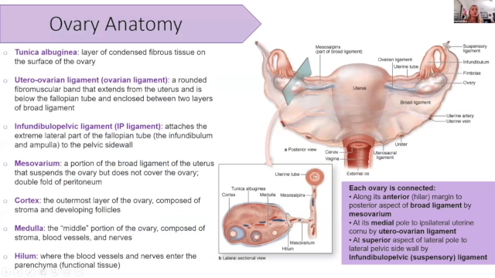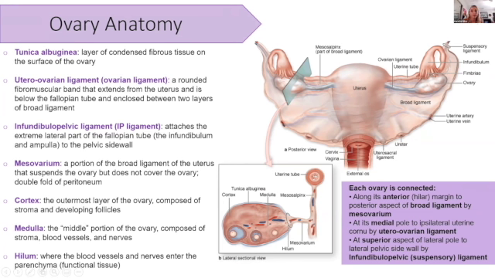The anatomy: the tunica albuginea is a condensed layer of fibrous tissue on the outside surface of the ovary. The uteroovarian ligament, or the ovarian ligament, is a fibromuscular band that spans from the uterus into the broad ligament. And the infundibulopelvic ligament, or the IP ligament, also known as the suspensory ligament, is what attaches the extreme lateral part of the fallopian tube to the pelvic sidewall.